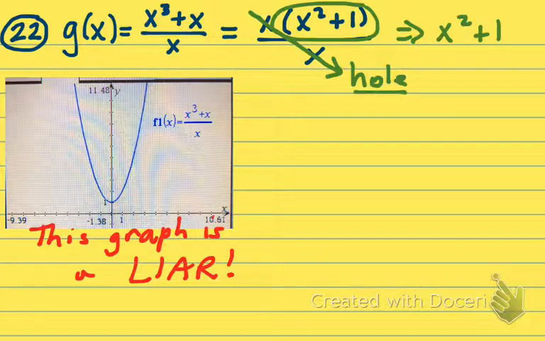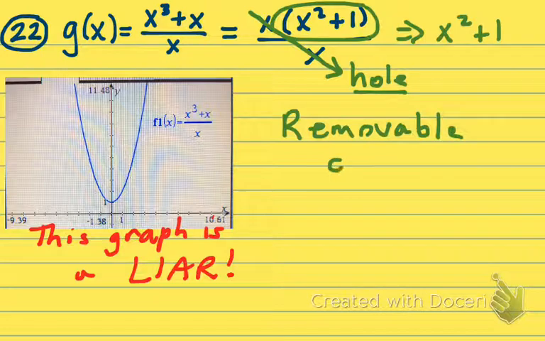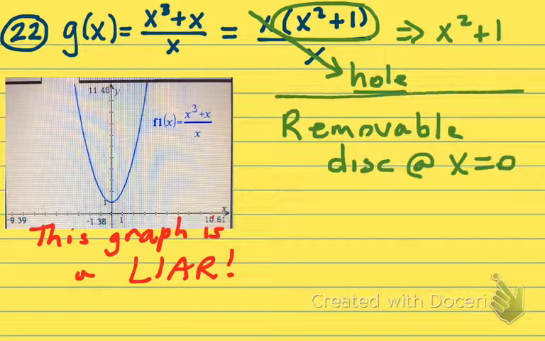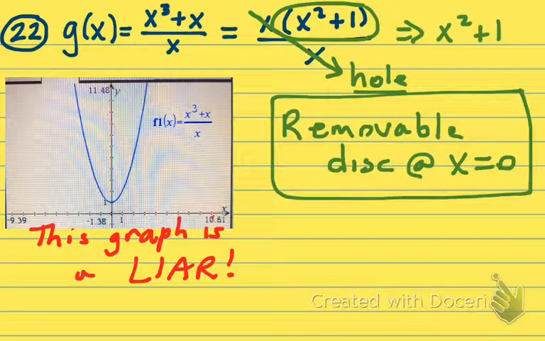So we know that there is a discontinuity there. So what I would like to see on your paper after you've done this work and written hole is that there is a removable discontinuity at x equals 0. And the only removable type is a hole.